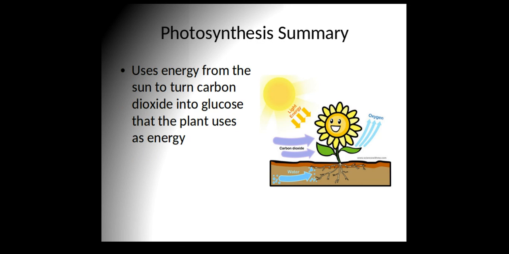So basically, photosynthesis uses energy from the sun to turn carbon dioxide into glucose, which is sugar, that the plant uses as energy. Harvesting energy and using it. Sound familiar? That's one of our 5 main characteristics of life. We can now tell, if we didn't know before, that plants are most definitely alive. Please write down that photosynthesis uses energy from the sun to turn carbon dioxide into glucose that the plant uses as energy.